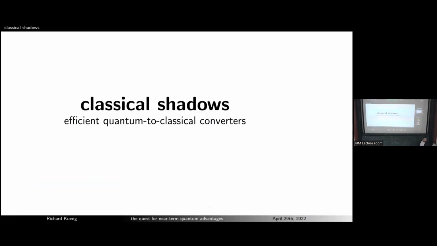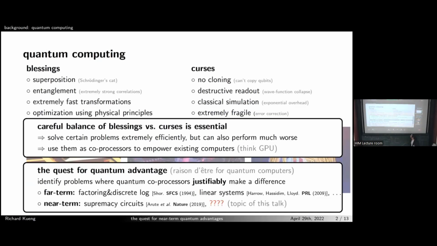Okay, and again, I already alluded to that. One of the big quests in the field for theoreticians and also for experimentalists is to demonstrate that this entire endeavor is actually worthwhile, that it does something interesting, other than being very, very difficult to build and very, very expensive. And this is called the quest for quantum advantage. It can be roughly summarized as: identify use cases, identify problems where such a quantum coprocessor can really make a difference.